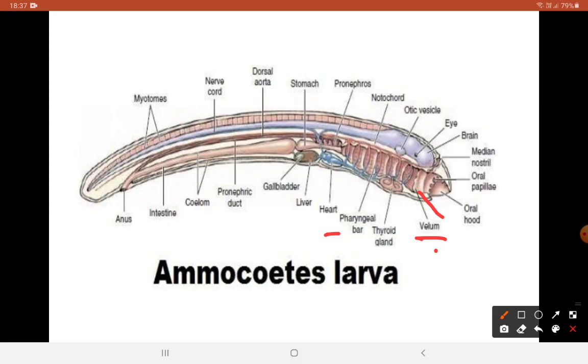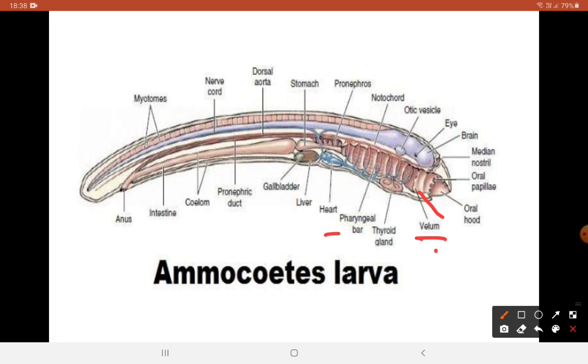Whereas in Amphioxus we said the oral cirri get tangled and form a sieve-like structure, thus preventing the entry of larger particles. Here, because of this muscular action, it can afford to take in larger particles of food also.